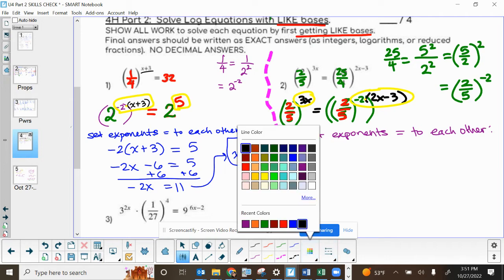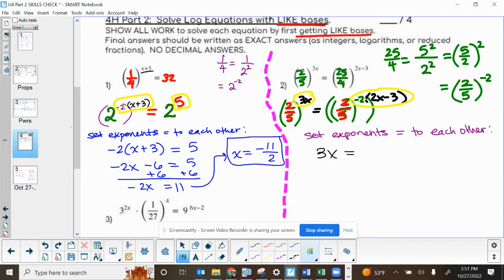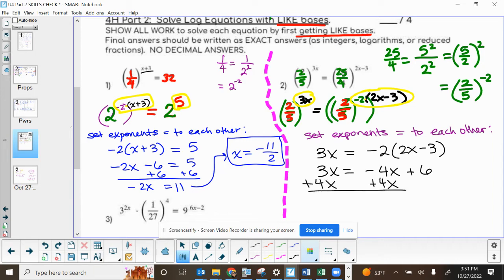So now setting the exponents equal to each other, I am going to have 3x equals negative 2 times 2x minus 3. So when I do that, then I will distribute that negative 2, and then I'll add 4x to both sides. And then I'll just divide by 7. Again, it's totally fine to have a fraction. What you cannot have is a decimal. Okay, so x equals 6 over 7.